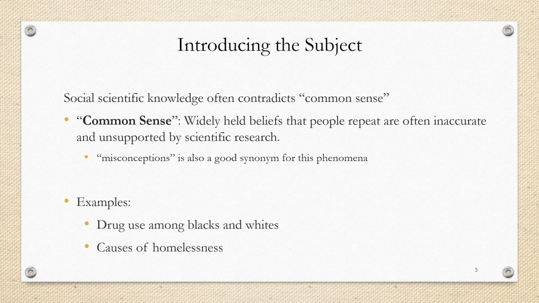So examples of that could be drug use among blacks and whites. In general, there is a stereotype, there is a misconception, but what some people would say is common sense, that black people use drugs more often than white people. The fact of the matter is that when we look at the sociological research, people of all demographics, especially racial demographics, use intoxicating substances at about the same rates. Now, there can be variance on which substances are used, but that is far, far more complex than our example.